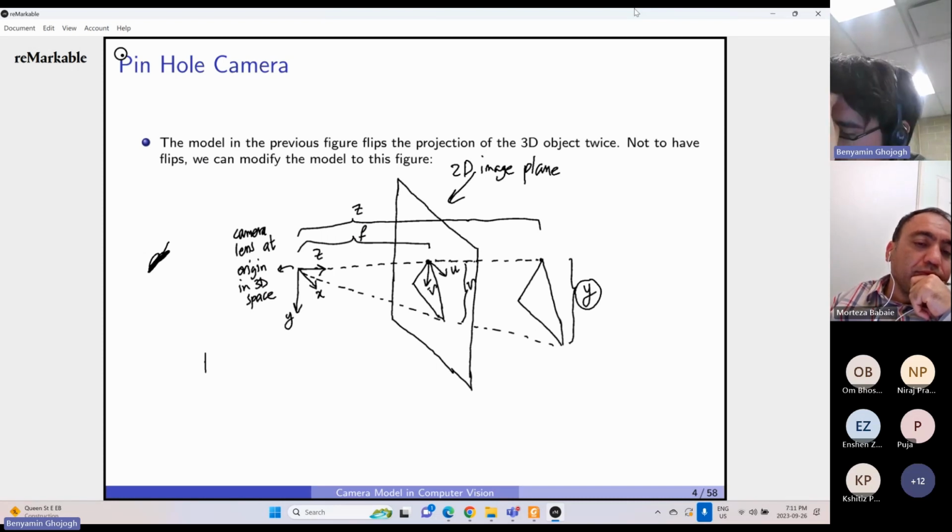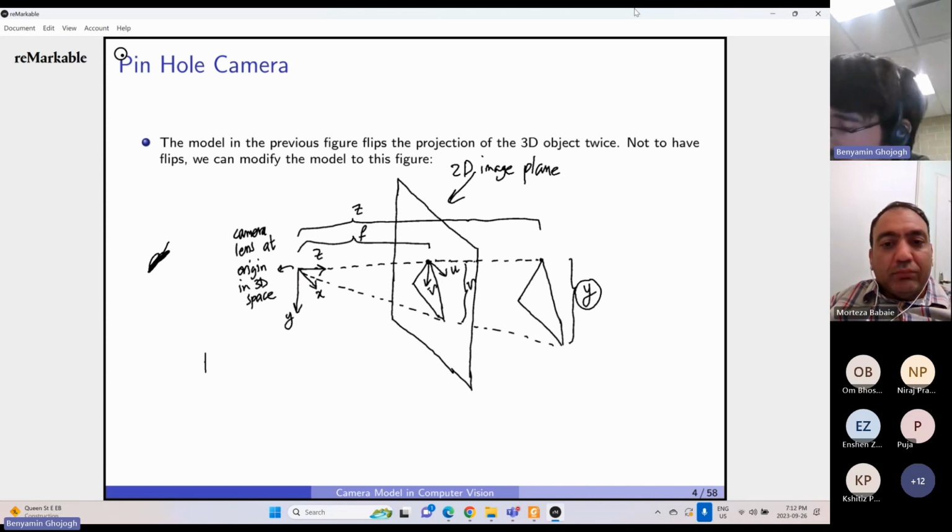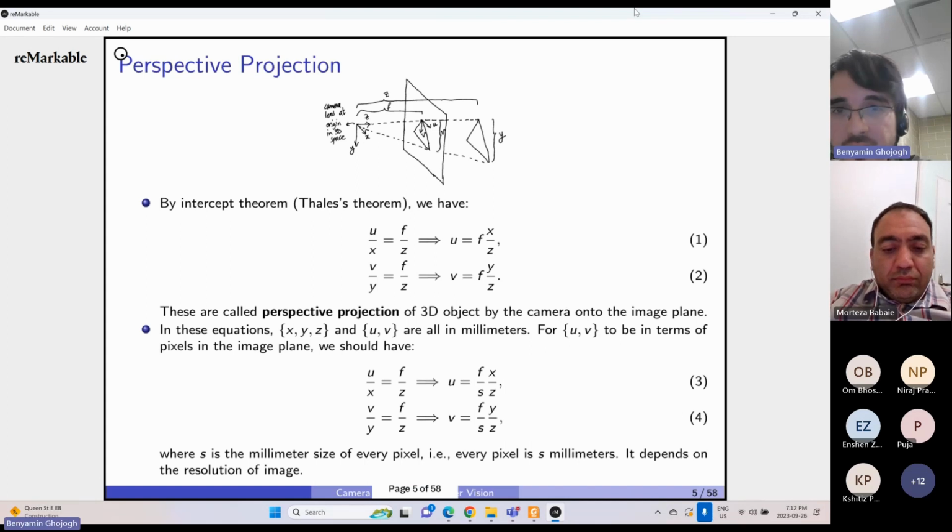And this is the focal length. The focal length is the distance between the image plane and the lens, the camera. Also, we have Z. What is that? The coordinate or the depth of the 3D object from the origin in the 3D space. Agreed. Here, I'm assuming that my camera is at the origin. The camera lens is at the origin in the 3D space. Okay. Any questions so far?